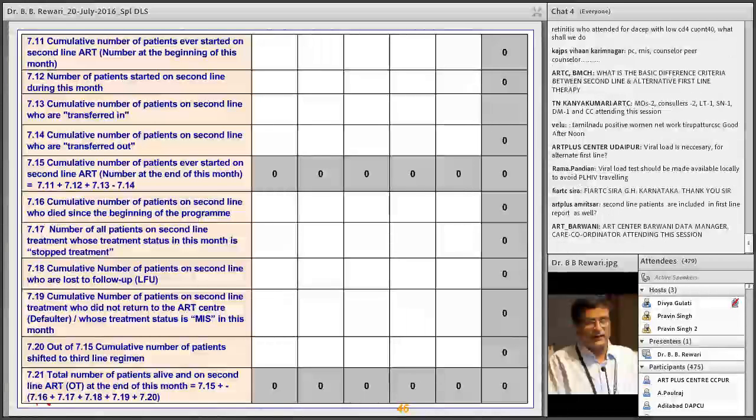Rama Pandian, yes, we are working on viral load testing. Please wait for the next viral load session. I have told you in my initial that I am going to cover ART initiation, SACEP, viral load, third line, and HIV TB. So please restrict your questions accordingly.